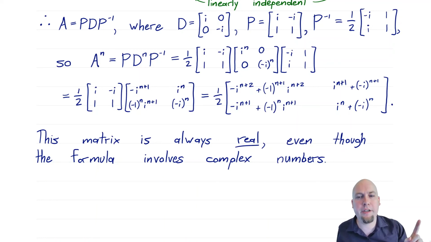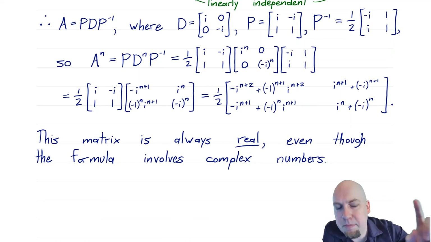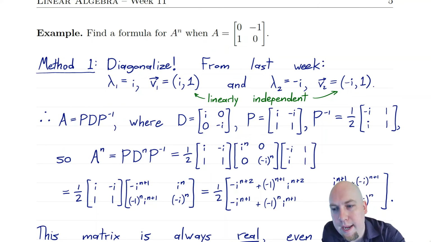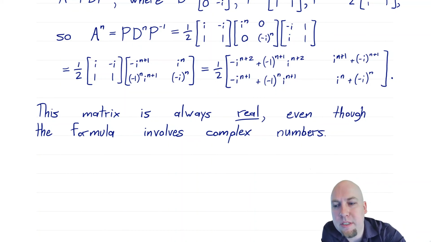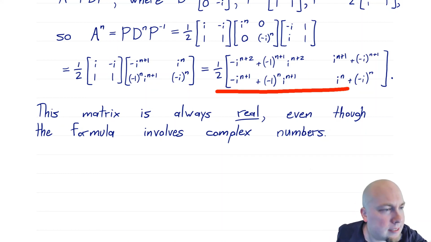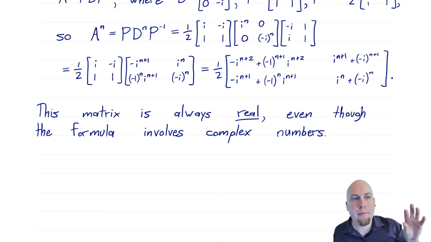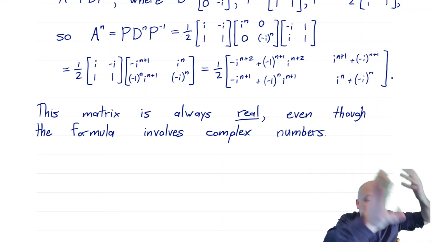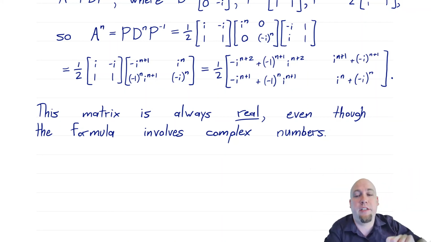And one thing I'm going to note is, something might feel a little bit weird here. This matrix that we started with, it was real, right? All of its entries are real. But this formula that we just got for powers of it has complex numbers in it. So what the heck's going on here? Well, the really neat thing is, even though this formula has complex numbers in it, no matter what positive integer value of n you plug in, you're going to get a real matrix back out. All of the imaginary pieces are going to cancel out with each other.